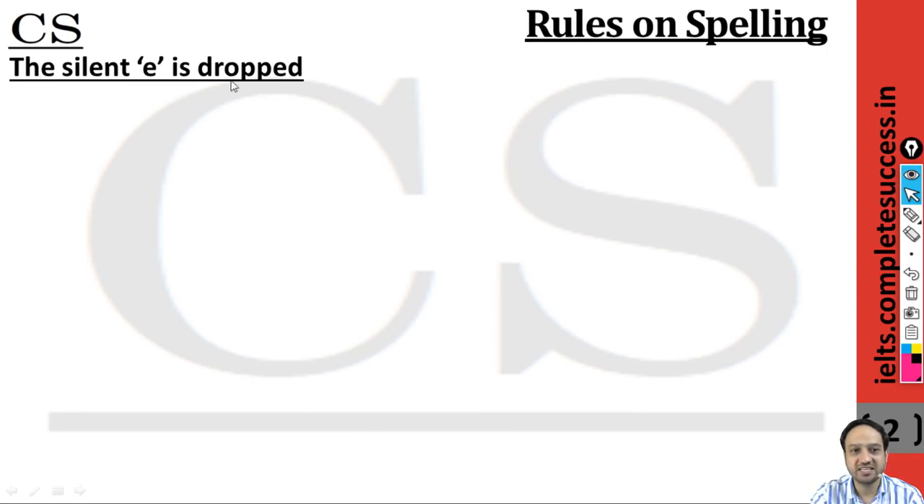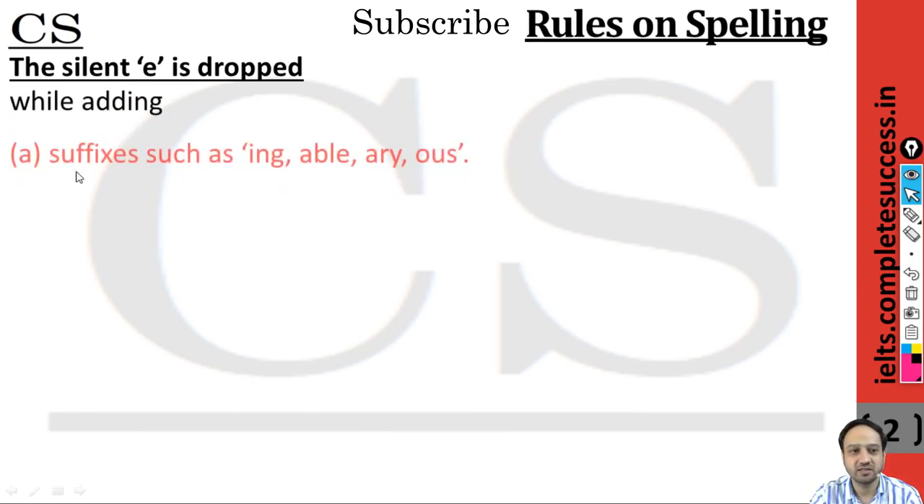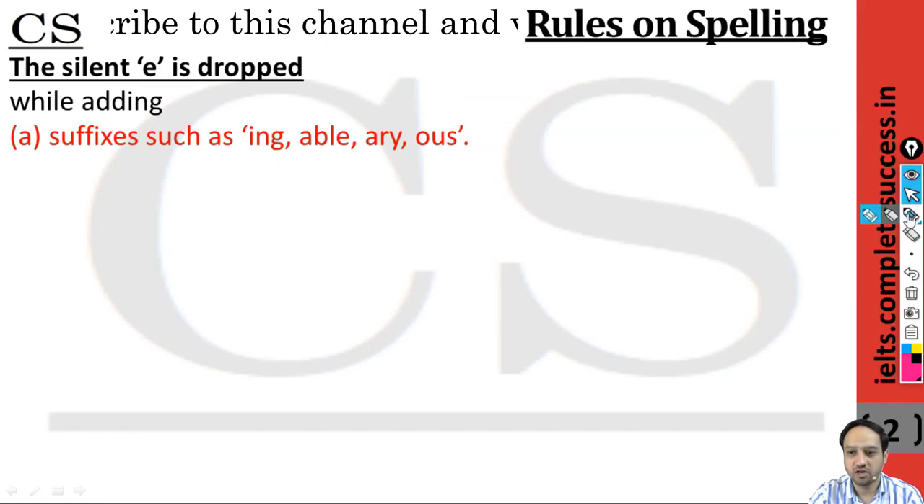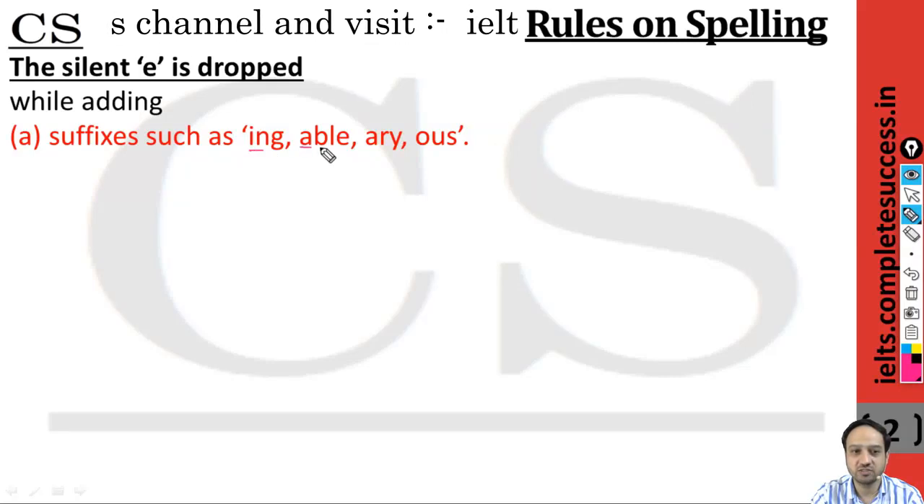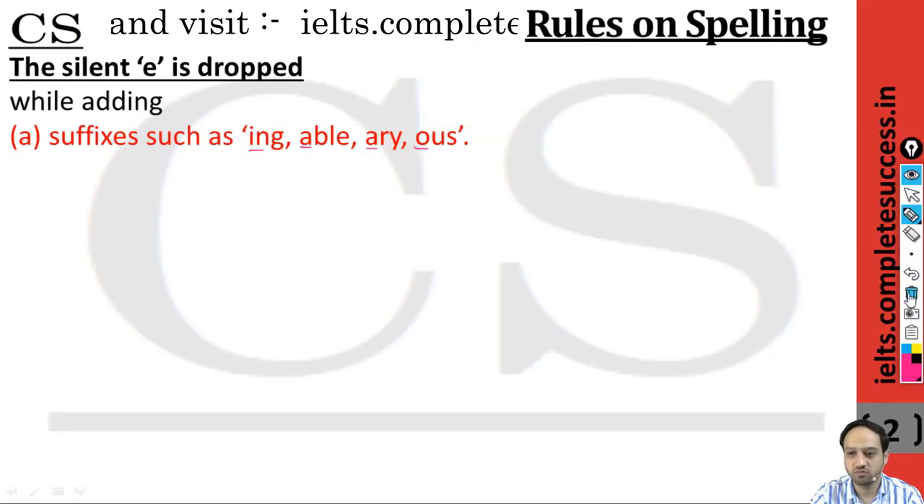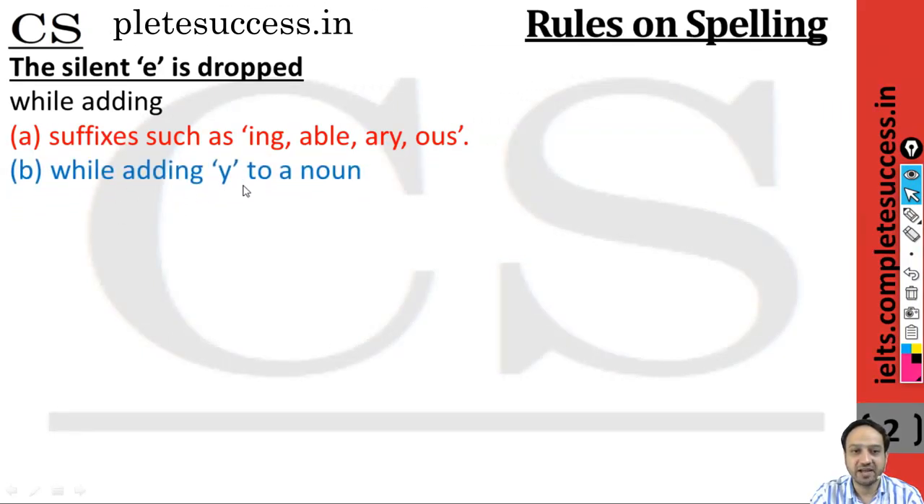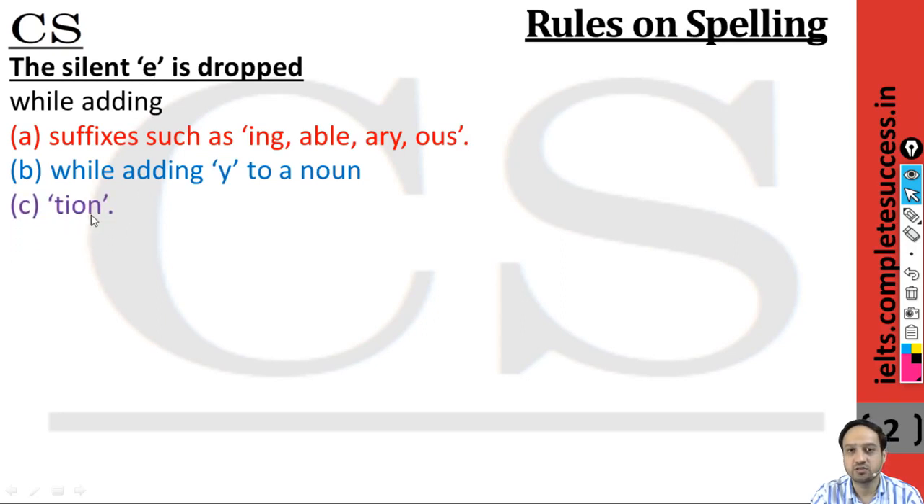So the silent E is dropped while adding suffixes such as ing, able, ary and ous. If you look closely, all these suffixes start with a vowel letter. Second is while adding y to a noun. When we add y to any noun, we drop the last letter e. And when we add tion to a word which ends in e, then we again drop the letter e.